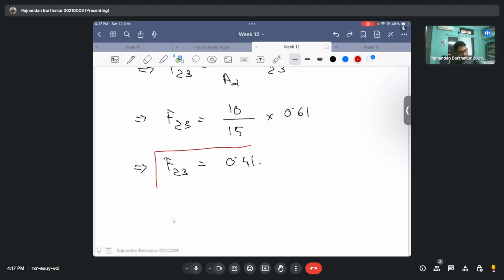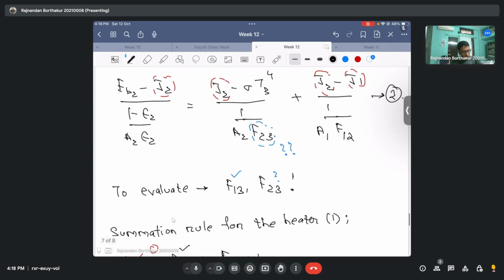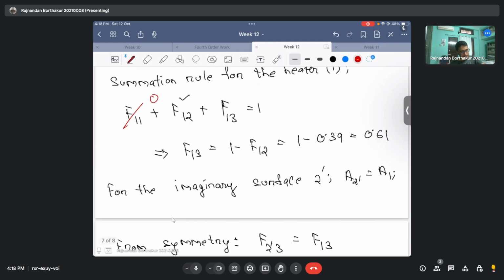So you can appreciate that just by considering a fixed surface and calculating its view factor, we have actually evaluated the view factor of the real surface, and that is the power of defining view factors. View factor is just a function of the configuration of surfaces, so symmetry assists us hugely when calculating view factors. So that's it. We now know F23. We know F13 as well. This is F13.